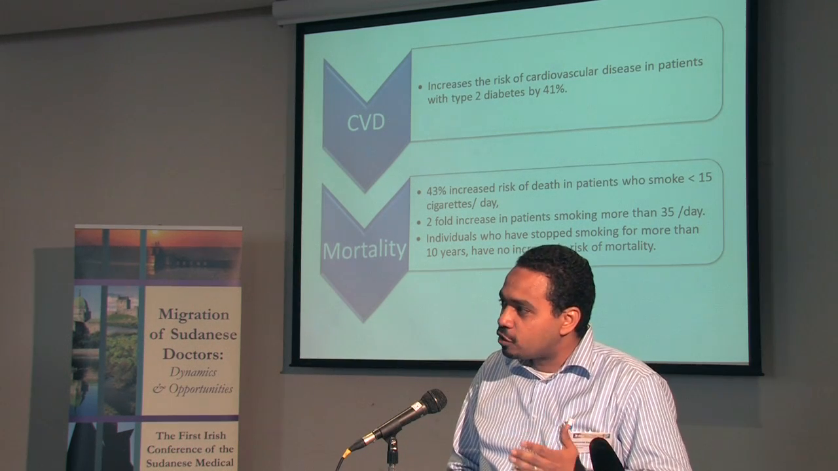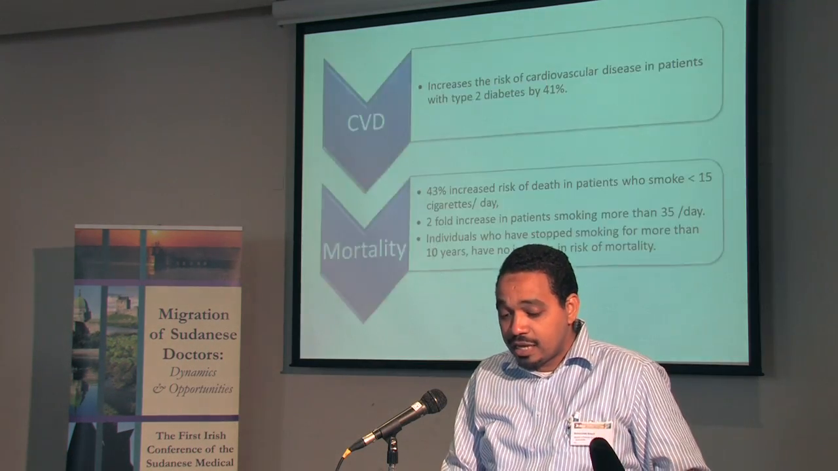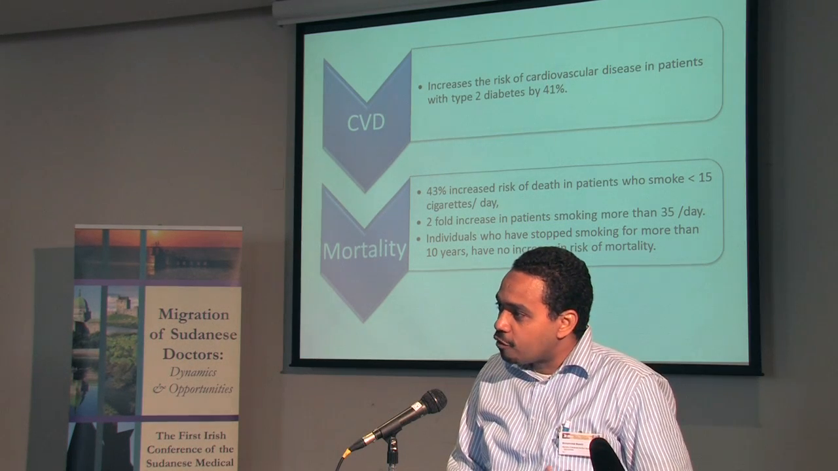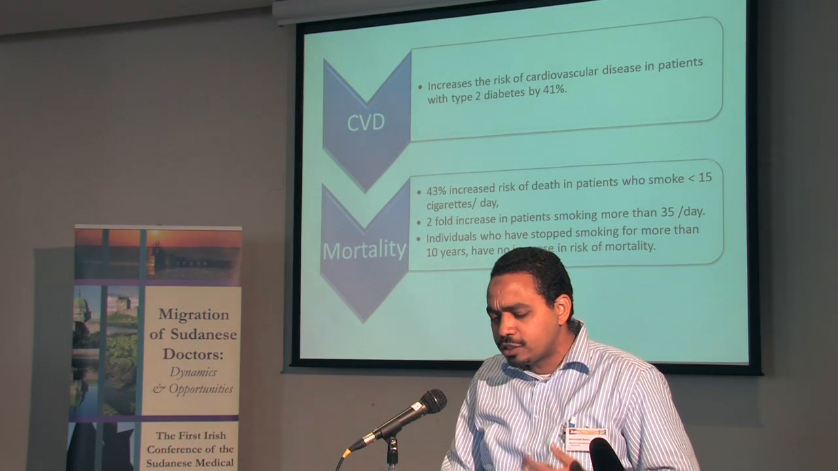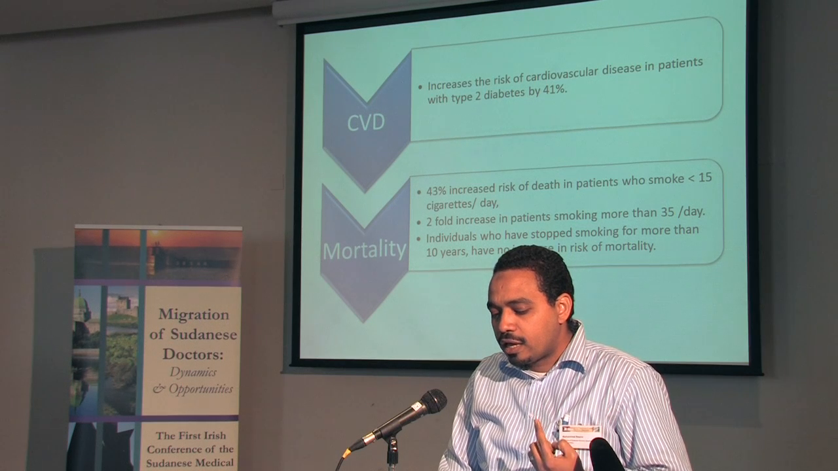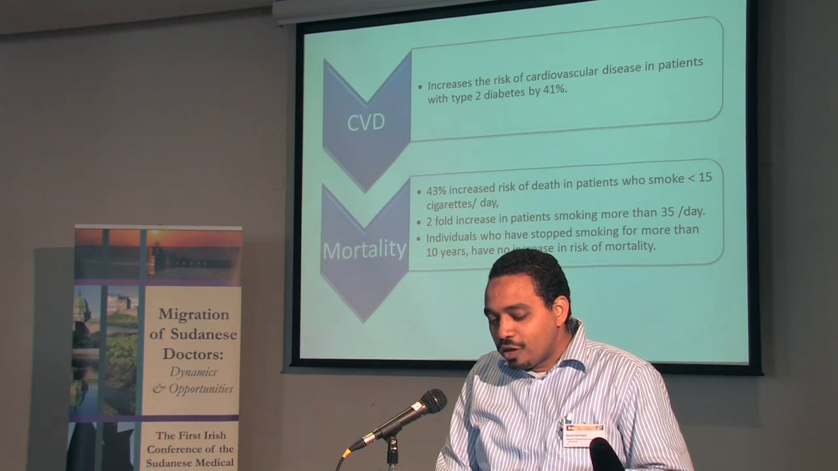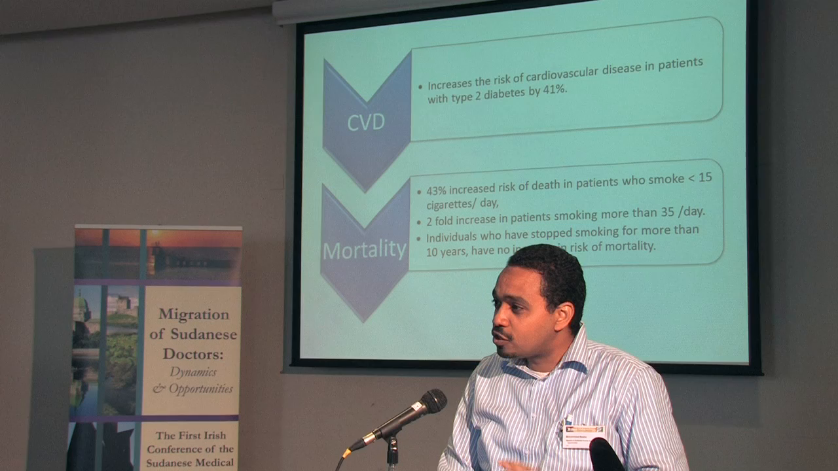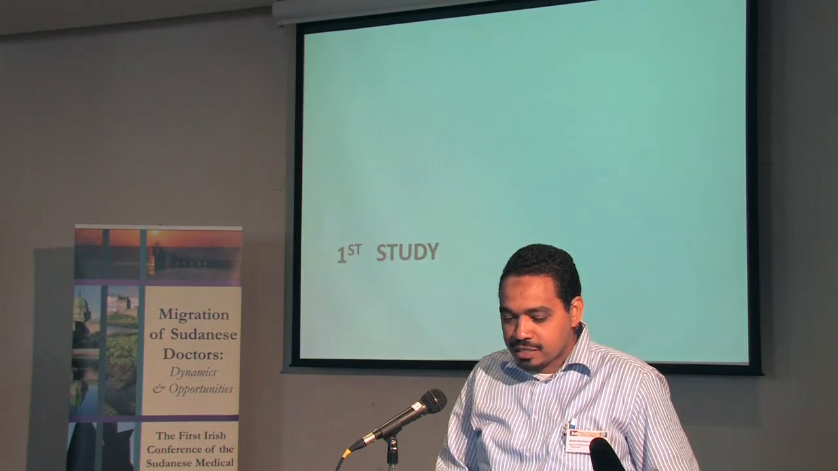It adds an extra 41% risk of cardiovascular disease in patients with type 2 diabetes. It kills. It increases the risk of mortality in patients with type 2 diabetes. If you smoke more, the risk is doubled. The only thing that can help in normalizing the risk is to give up smoking, and you need to have 10 years off cigarettes before the risk normalizes.